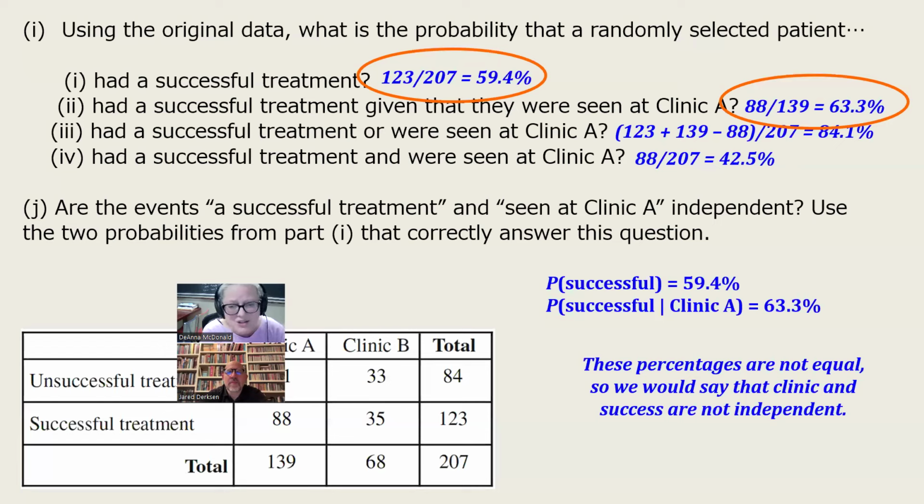So since these percentages are not equal, we would say that clinic A and success are not independent. Now you might ask yourself, but they're kind of close, isn't that okay? And that's a question for a different kind of analysis. That would be when you would answer that question using some kind of inference procedure. Right now, if they're not exactly the same value, we're going to say that they're not independent.